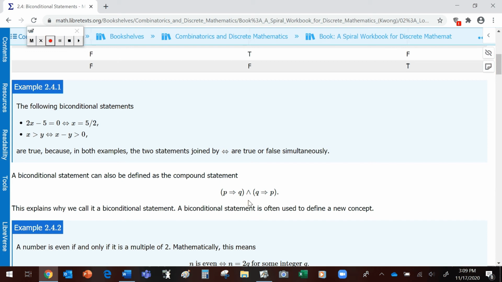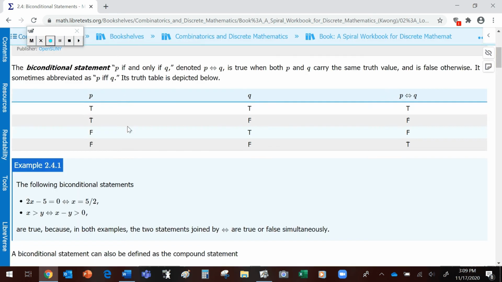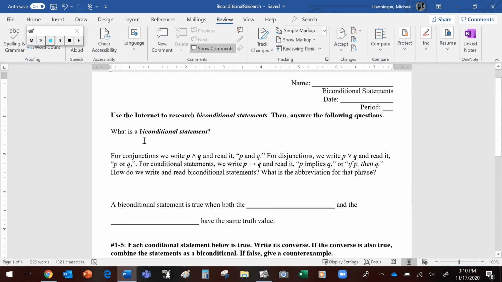Now we know if we look at a truth table, if P then Q, the way that this can be false is if P is true and Q is false. Well, if we look at the converse, it will also be false if Q is false and P is true. And so that's why for a biconditional statement, they have to have the same truth value, both P and Q. Okay? So we want to define what a biconditional statement is.